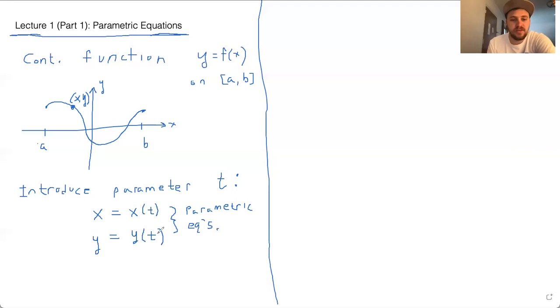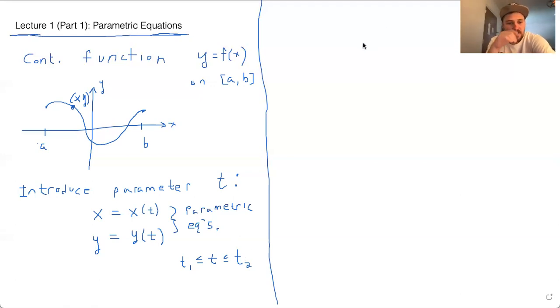And there's an interval for t, right? We had an interval for x, where this function was continuous. We also have an interval for our parameter t, and this could be between, say, two times, t1 and t2. We'll take a look at an example and see where these parameter bounds come into play.